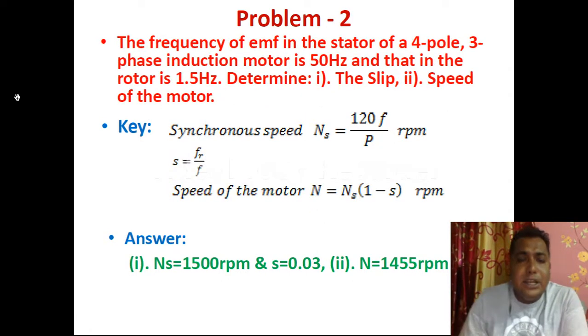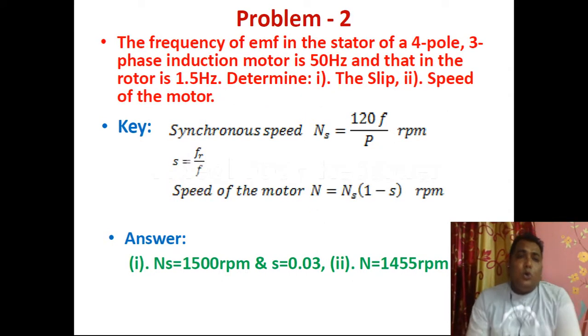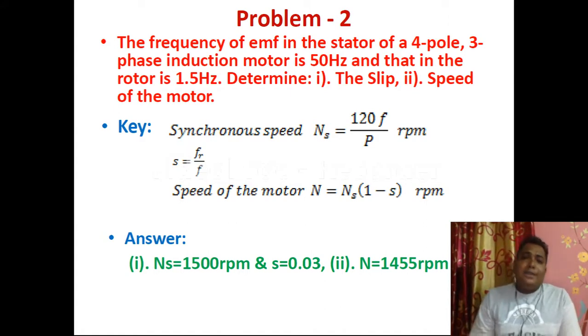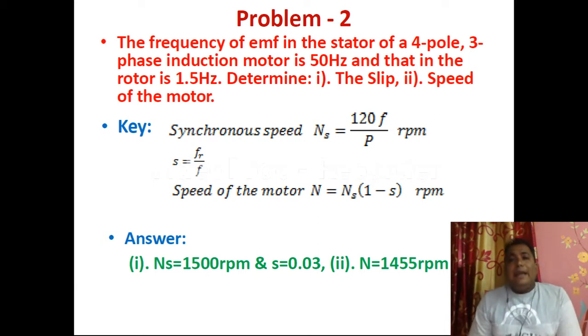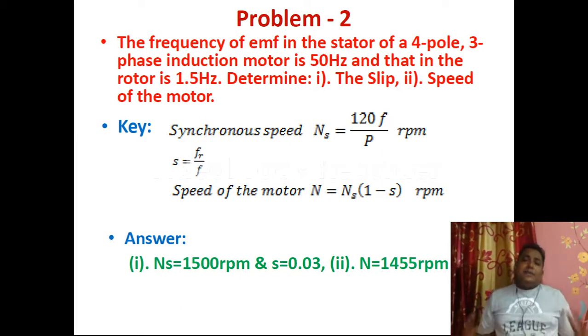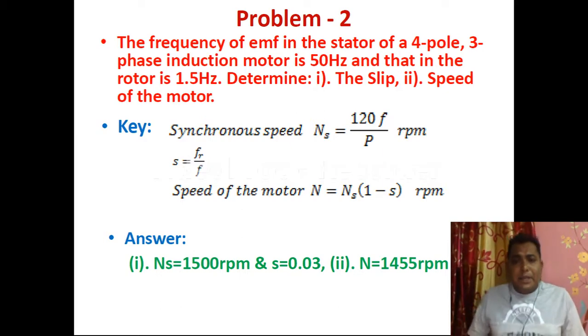Coming to the next, this is problem number 2. The frequency of EMF in the stator of a 4-pole 3-phase induction motor is 50 Hz, and that in the rotor is 1.5 Hz. So find out the slip and the speed of the rotor. First we have to find the slip, correct, and then the speed of the motor.